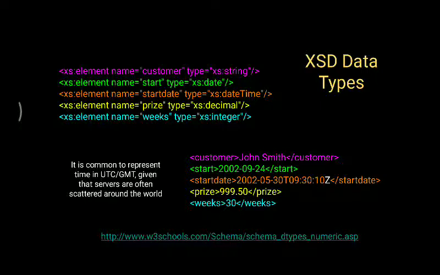in the XML tags. See here, customer name, start, then we have to mention according to its format, that is date, start date. So what does that start date contain? Date time, in the sense that along with the date we'll also be writing time. Then the third one is price, which is written in floating form. So the type of that price is written as decimal here, 9.50. Then weeks, which is integer, and 30 is written.